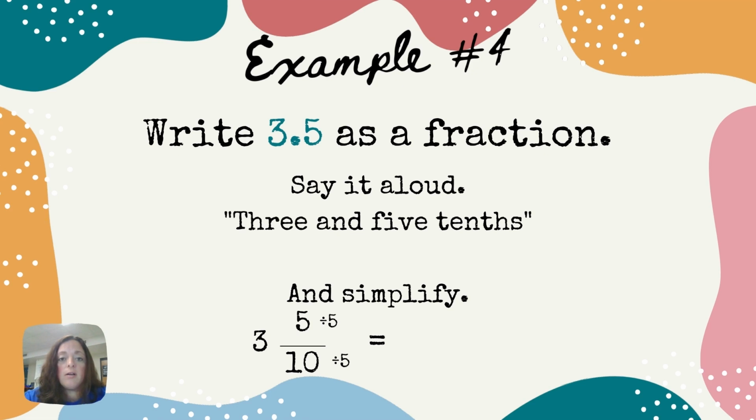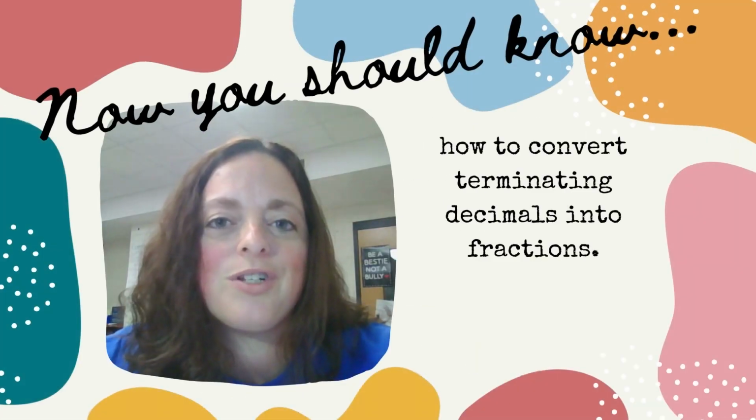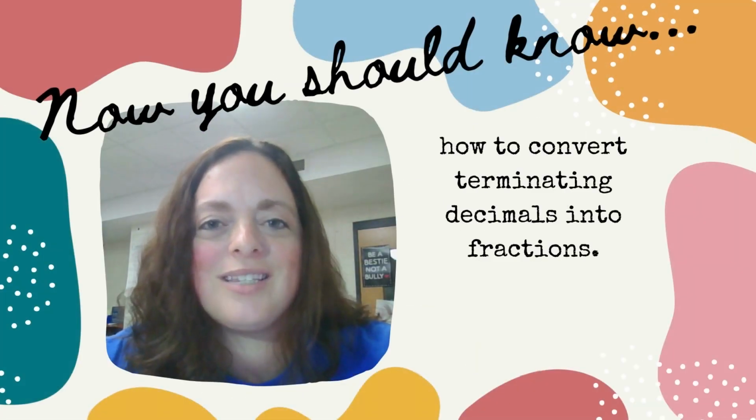It's worth 3. 5/10 divided by 5 over 5. 5 divided by 5 is 1. And 10 divided by 5 is 2. So 5/10 is equal to 1/2, meaning 3 5/10 is equal to 3 1/2. Now you should know how to convert terminating decimals into fractions.